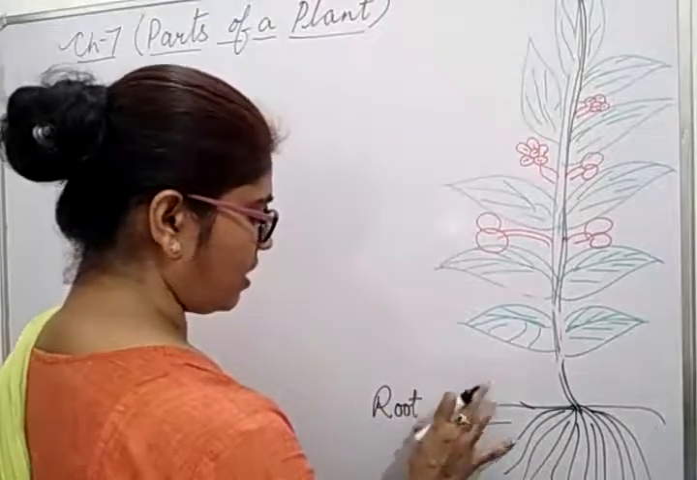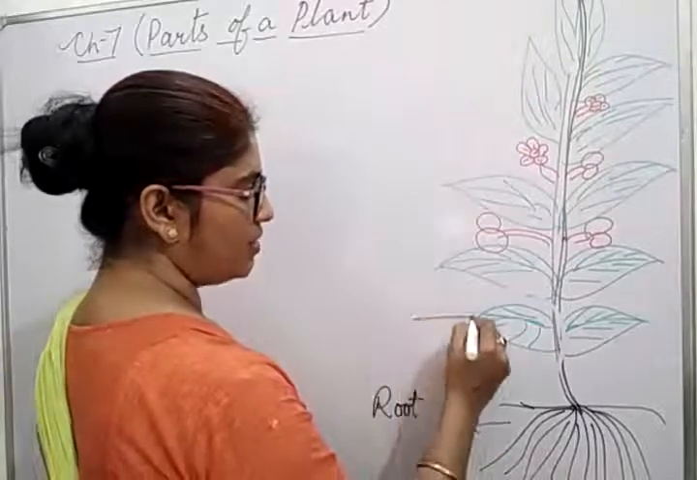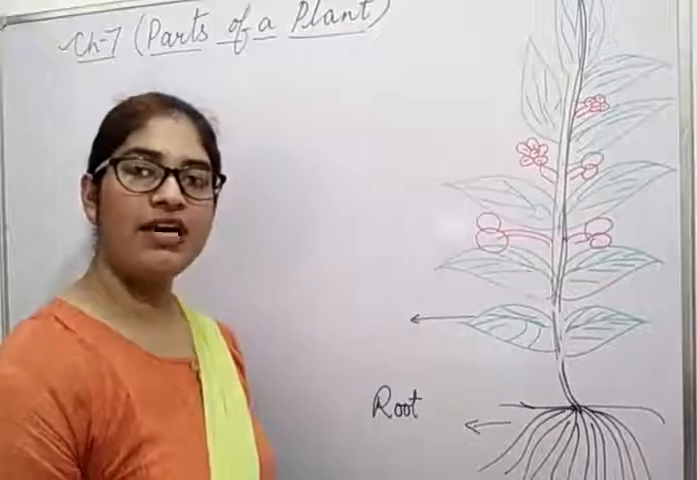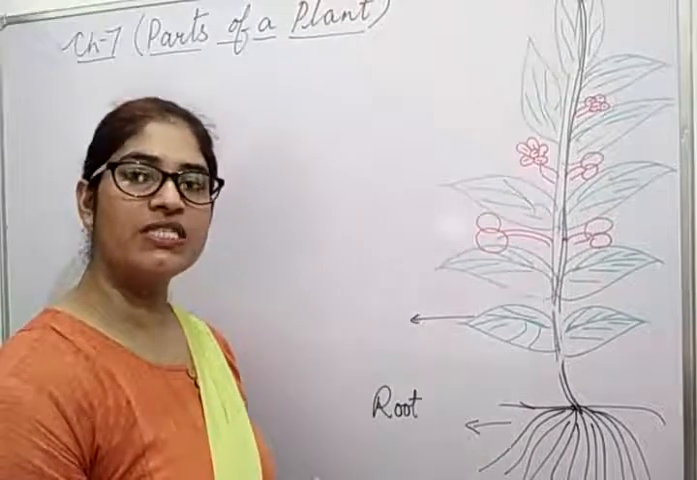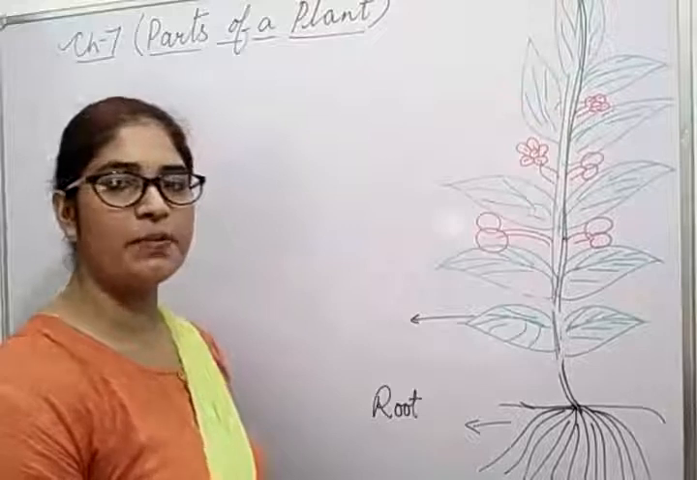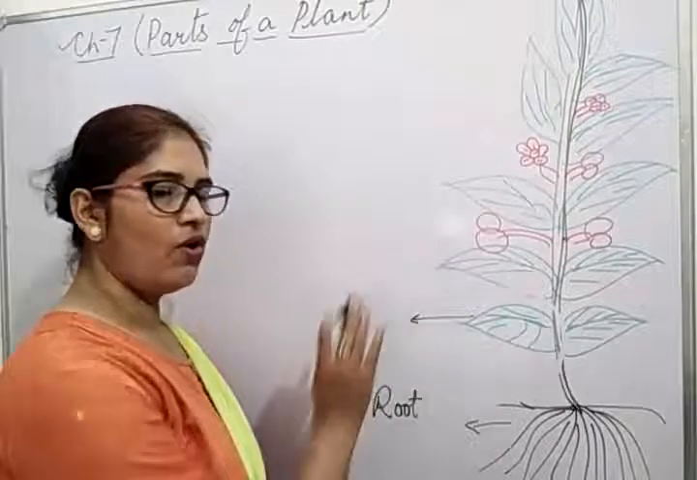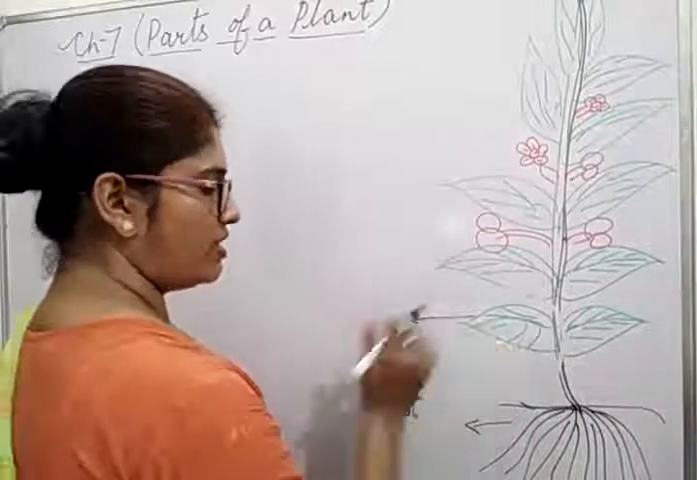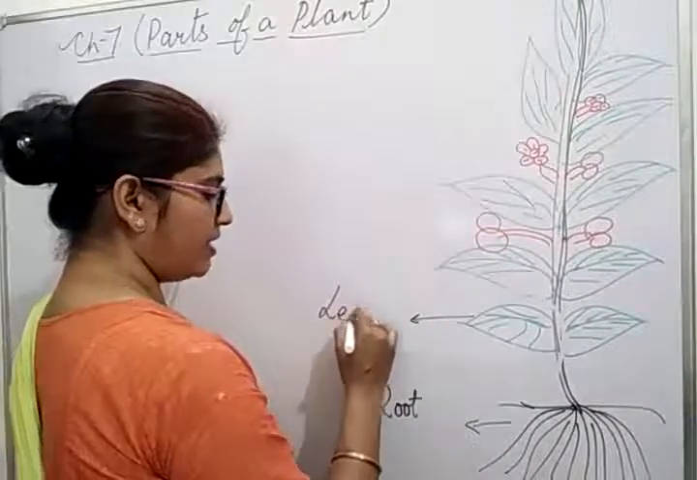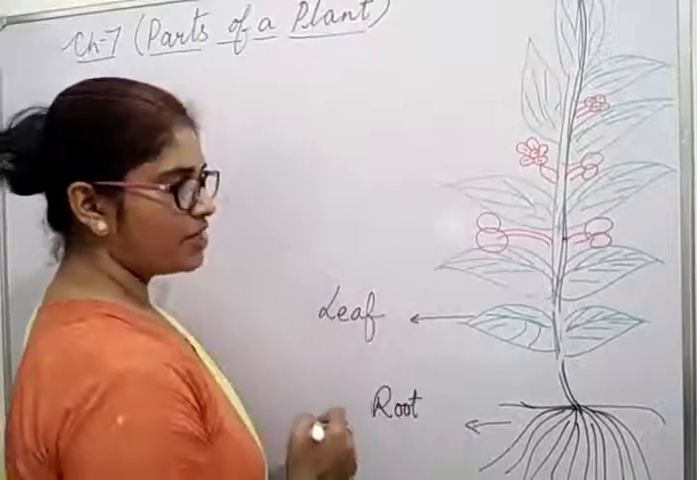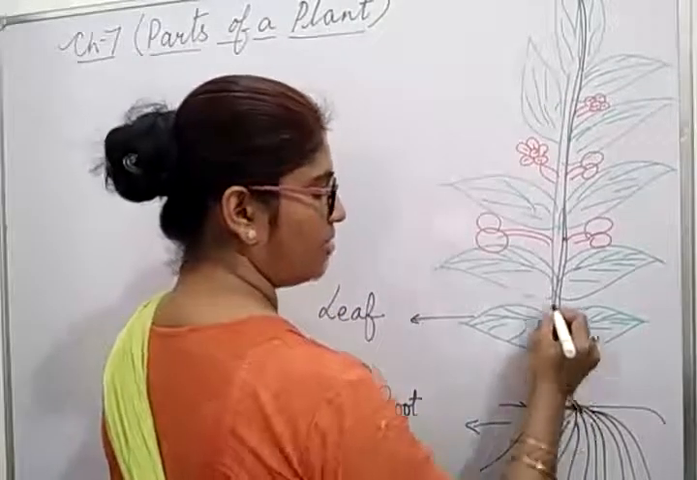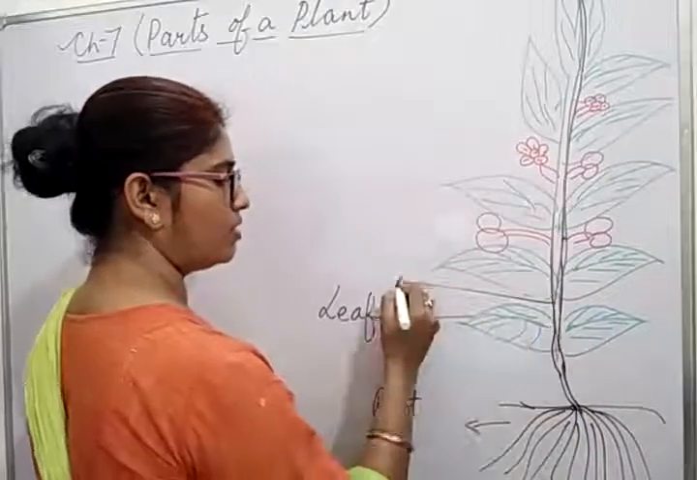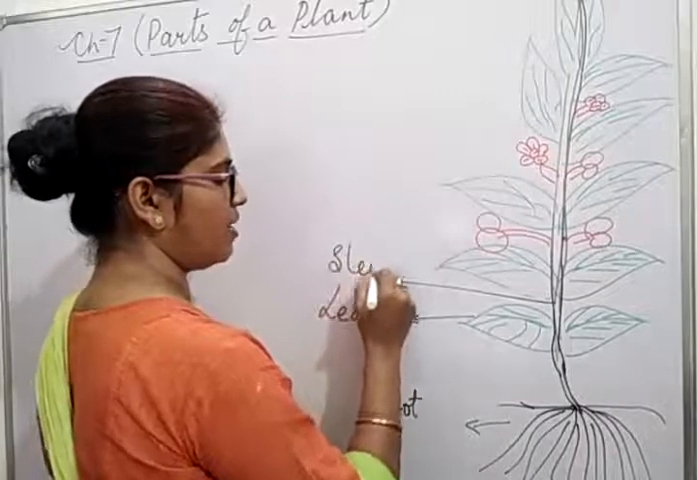Okay. Then the greenish part. All the leaves of plants are green in color. And why are they green? Because they have a pigment, and that pigment's name is chlorophyll. That's why the color of all leaves is green. So what is this part of the plant? That is the leaf. You can label here leaf. Then this part, what can you label? This is stem.